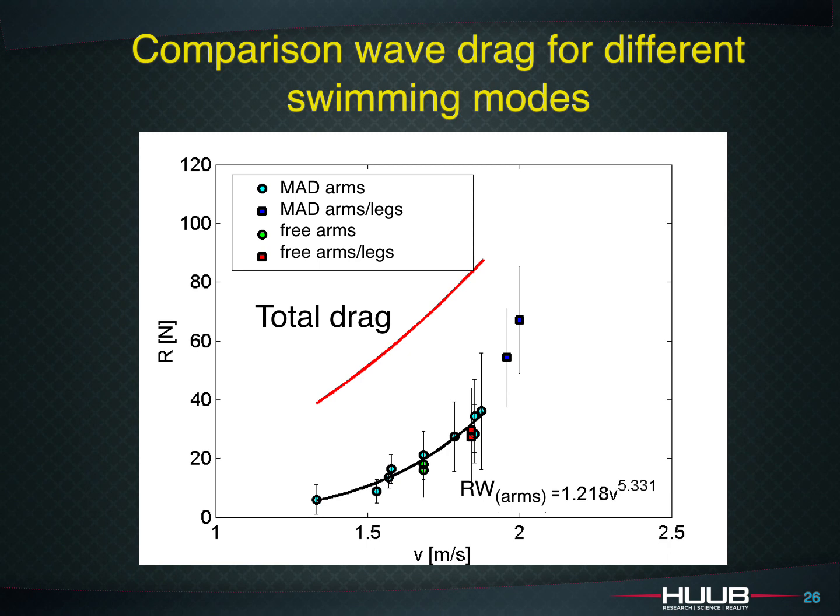So we have here a comparison of wave drag for different swimming modes. Swimming on the mat system with arms, swimming on the mat system arms and legs, swimming free arms, and swimming free arms and legs. And now what's interesting is that when you swim on the mat system, wave formation jumps up when you swim arms and legs. So these blue squares are going up tremendously.